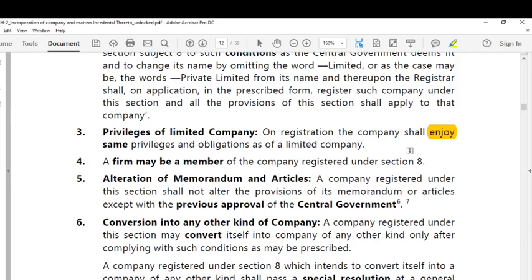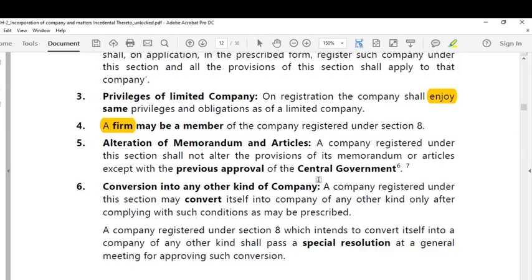If the company gets into bankruptcy, the liability of the members of that Section 8 company is limited to the extent of the nominal capital subscribed by them. Right? If something is unpaid on the shares held by them, only to that extent are the members liable to the company. And the fourth important point here is that a partnership firm can also become a member of a Section 8 company.